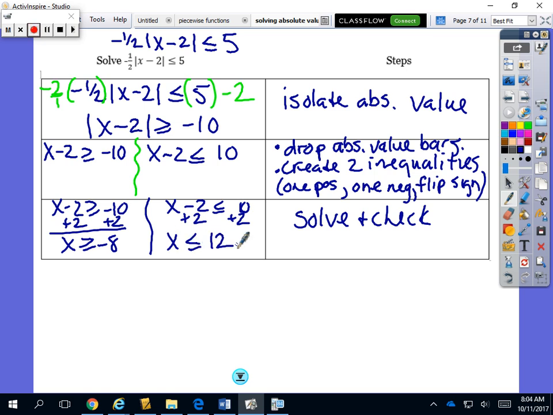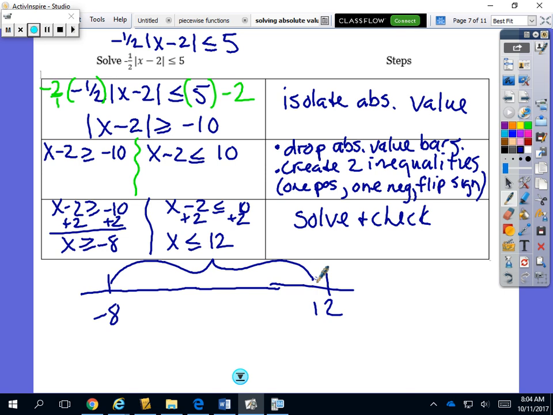Now let's check these. A number greater than or equal to negative 8 might be negative 7. So let's put negative 7 in. Negative 7 minus 2 is negative 9. And the absolute value of that is 9. 9 times negative 1/2 would be negative 4.5, which is less than 5. Greater than negative 8. Let's look at this. Here's 12. Here's negative 8. So we're looking at the numbers in here.